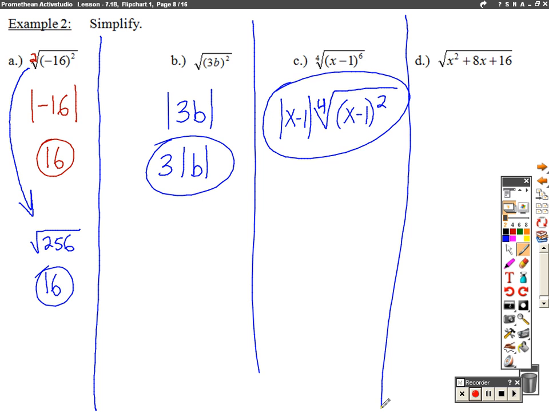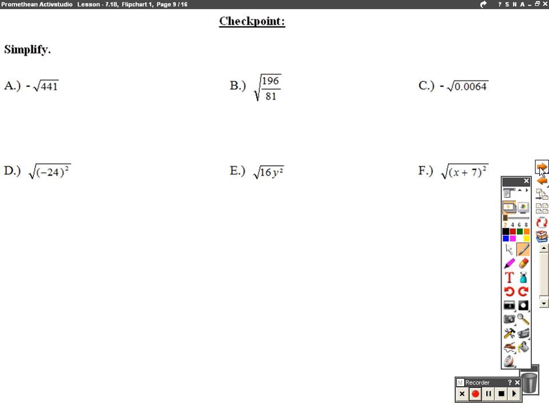And finally, letter D, we do have some factoring to do in this chapter. So this factors to x plus 4 squared. Now I can use my rule, divide my index into the exponent. How many times does 2 go into 2? One time. I can bring out one of those x plus 4s, and it goes into absolute value brackets.